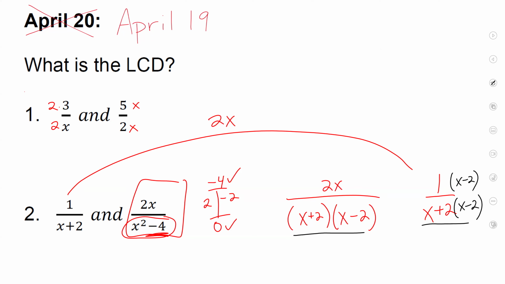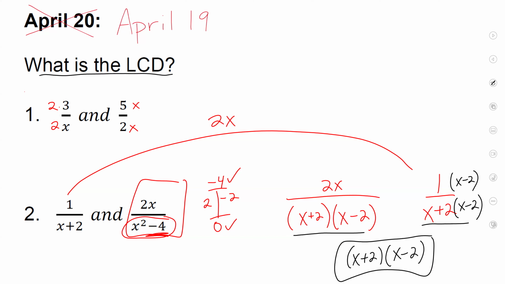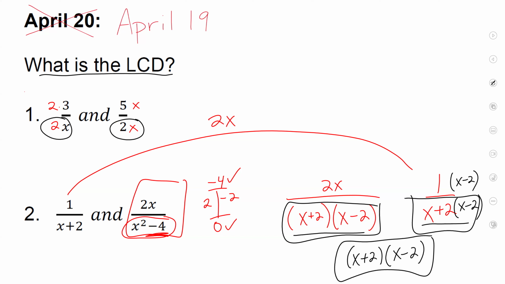Okay, guys, so what's my common denominator? x plus 2 and x minus 2. This is your denominator. The question just asks, what is the least common denominator? So here, the denominator is 2x. Here, these are the denominators. All right, so let's go ahead and start the notes.